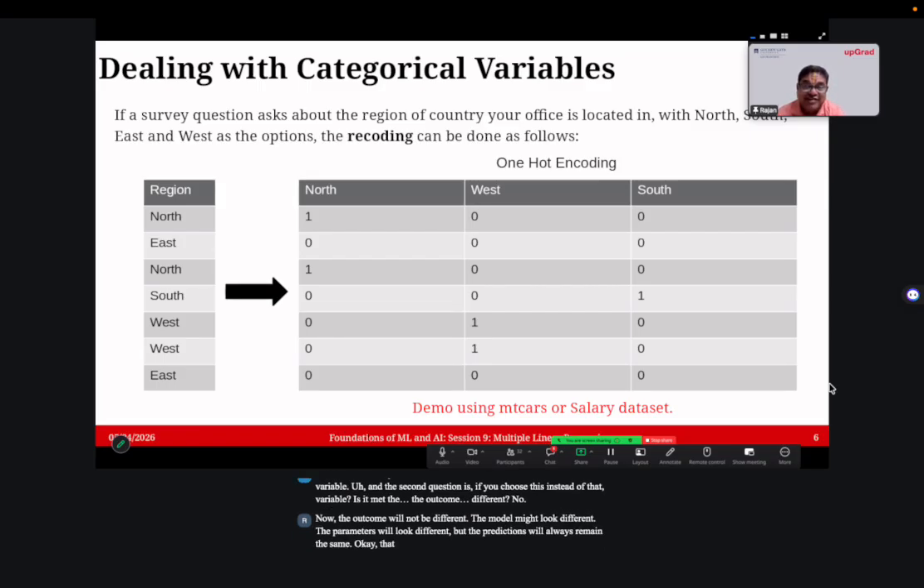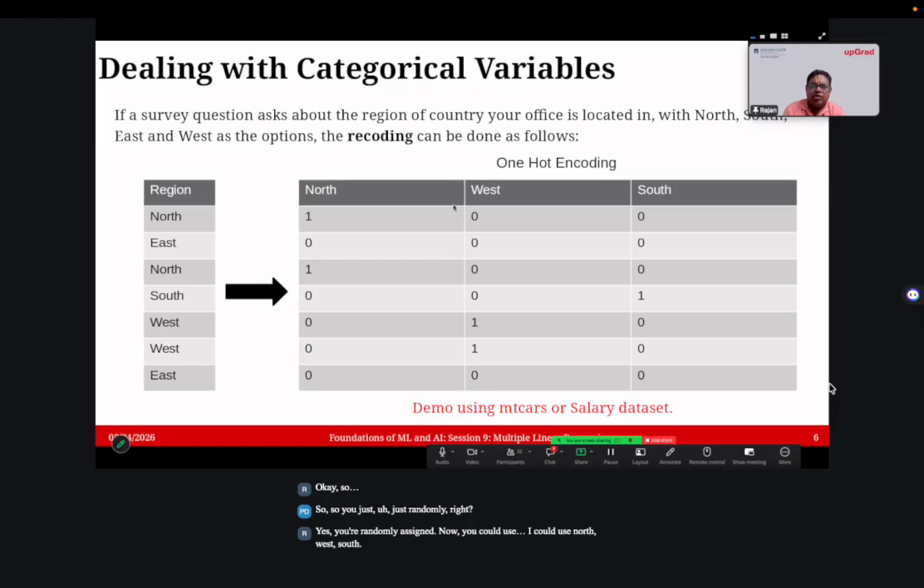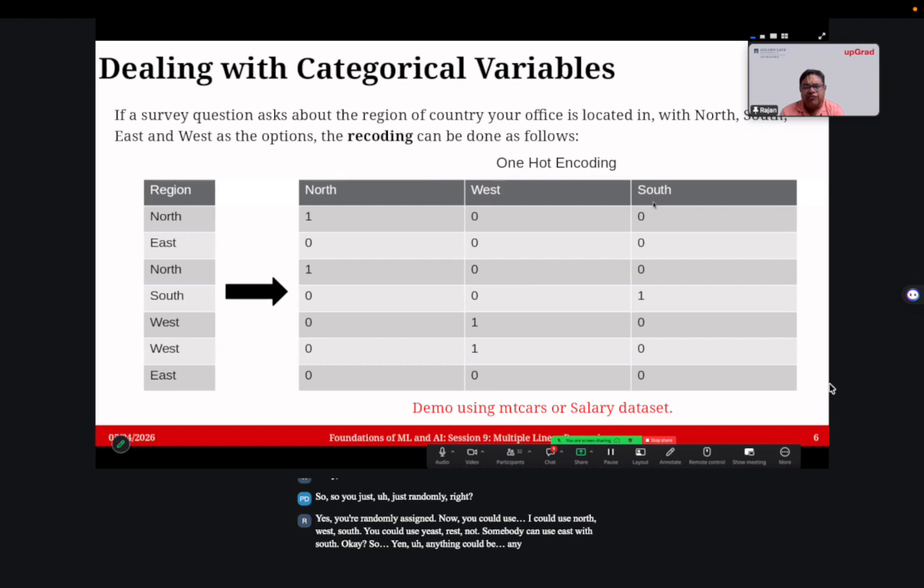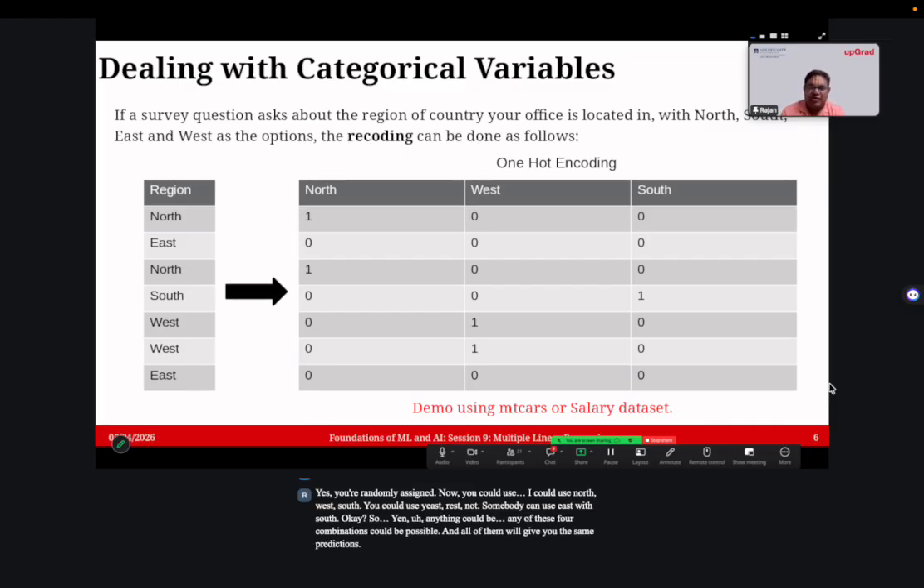That's a very tricky question. Thank you. So you just choose randomly, right? Yes, you randomly assign. I could use north, west, south. You could use east, west, north. Somebody can use east, west, south. Any of these 4 combinations could be possible, and all of them will give the same predictions. The parameters of the model might change, but the predictions will remain the same.